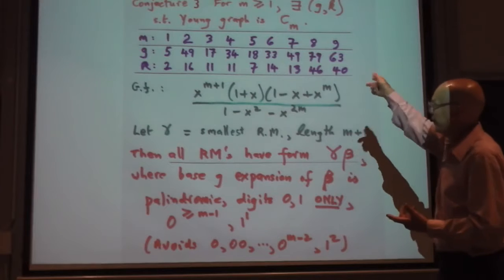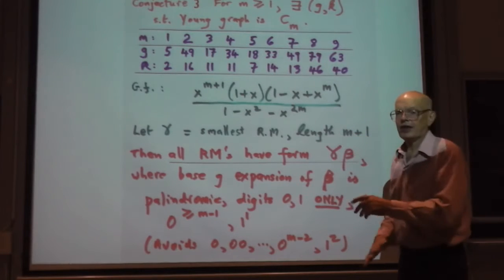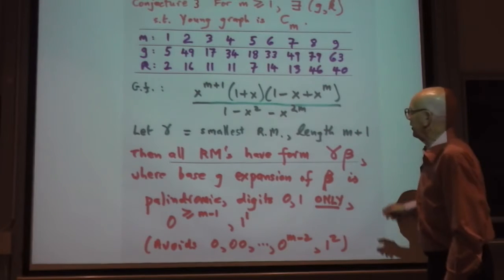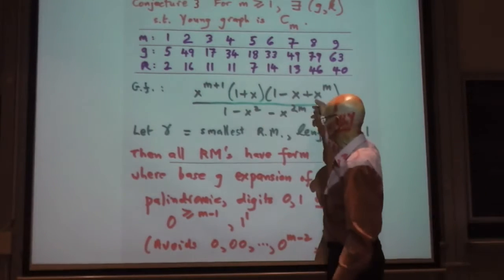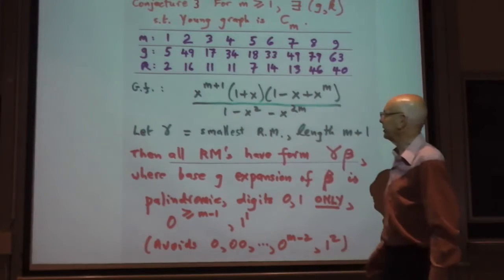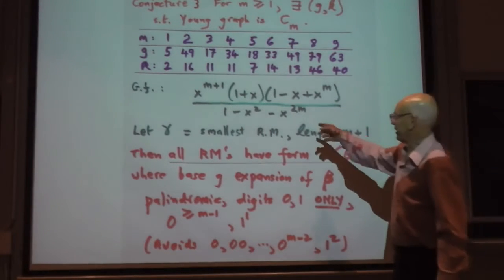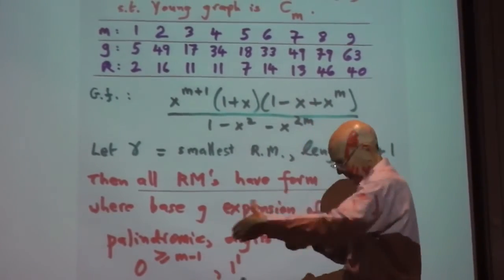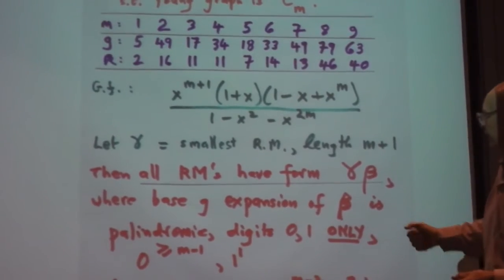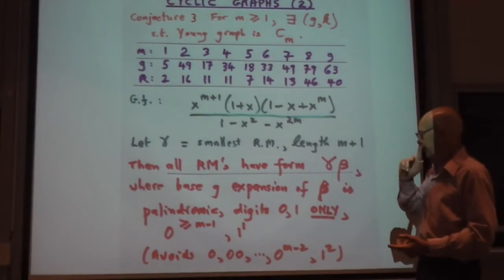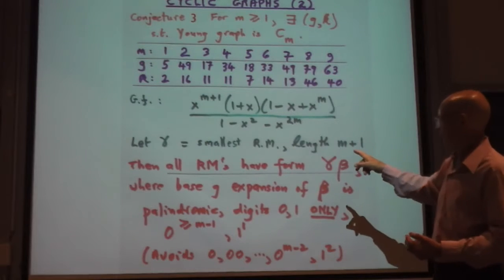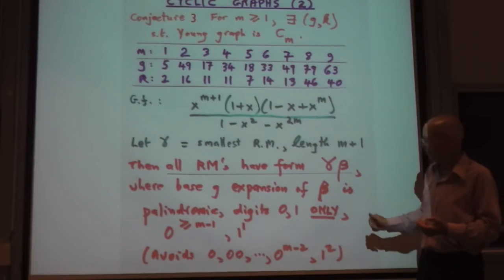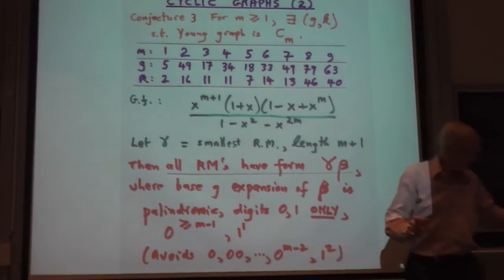If it does exist, if the cyclic graph does exist, then because the adjacency matrix is pretty simple, you can work out what the generating function is. And it's got a fairly simple numerator and a really simple denominator, which basically says that to get the next term, it's the sum of the previous term and the term n minus 1 steps back. And I can almost prove, well, I can almost describe what the reverse multiples are.